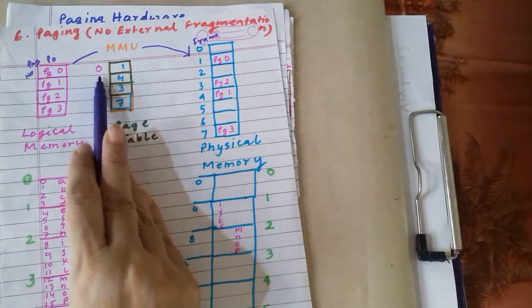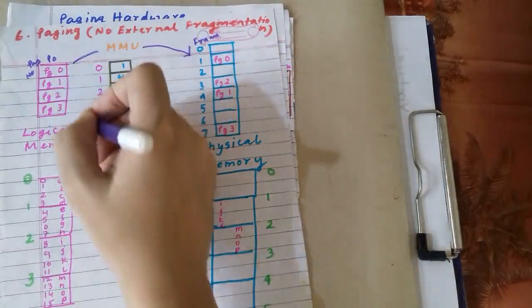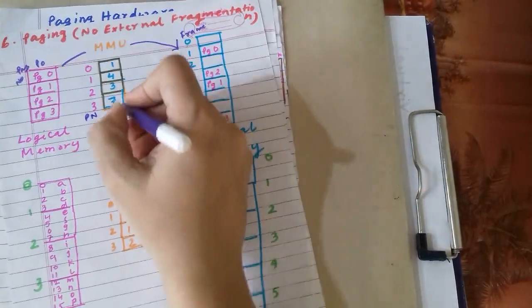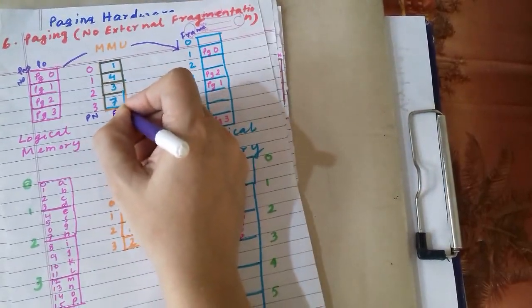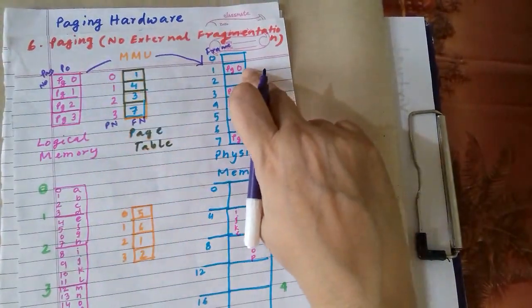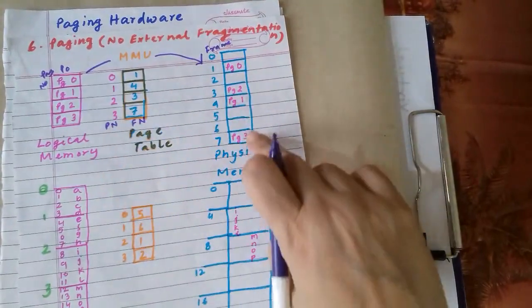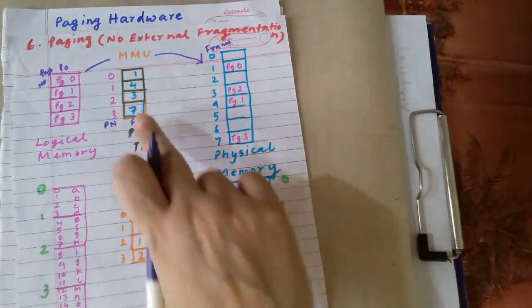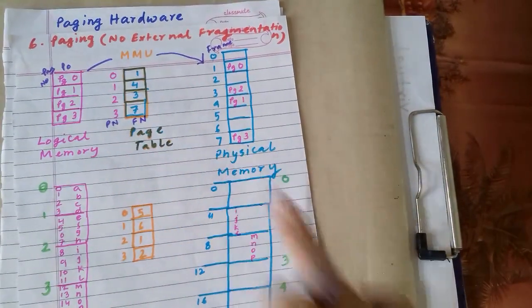You can easily understand: this is the page number and this is the frame number. So page number 0 is stored in frame number 1. Similarly, page number 3 is stored in frame number 7.